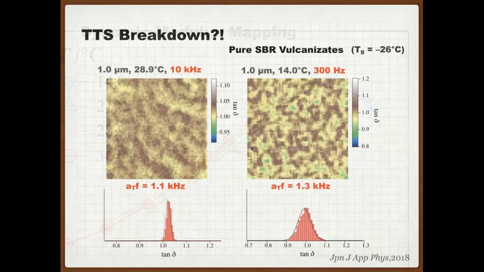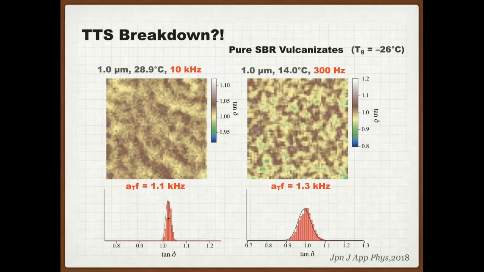Yes, we had better have a look at the image itself. Here are two images, although they are not the same location, unfortunately, but they are from the same sample. The left-hand side image is the 1 micrometer scale loss tangent data measured at room temperature and higher frequencies. The resultant reduced frequency is about 1.1 kilohertz. The right-hand side image is obtained at a decreased temperature, 14 degrees C, and lower frequencies, in order to get almost the same reduced frequency of 1.3 kilohertz.